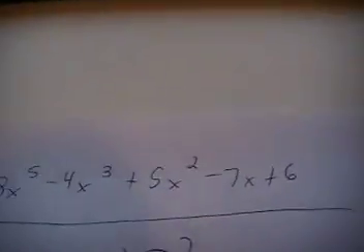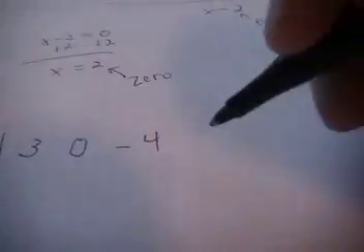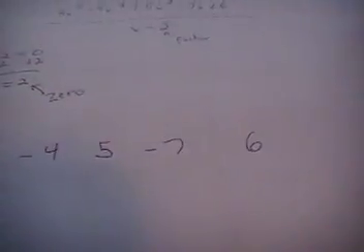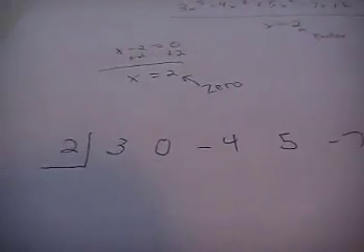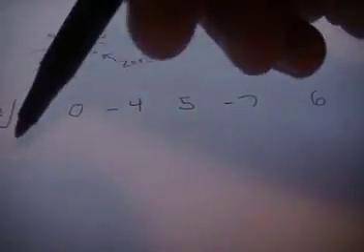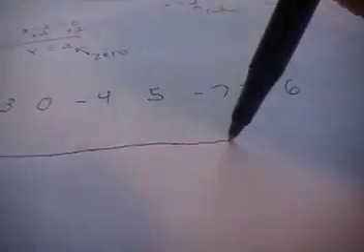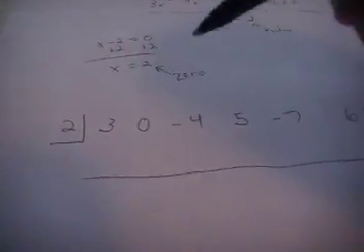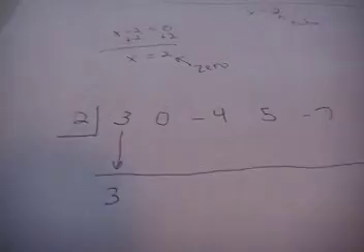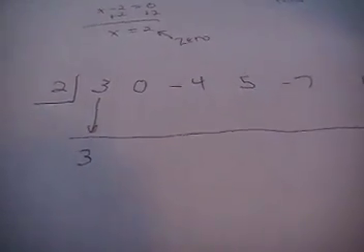Then there was a -4 in front of the x to the 3rd, so that comes next. Then there was a 5, then a -7, and then a 6. So you're just writing all the numbers. The nice thing about synthetic division is you don't have to worry about the variables. Leave a little space below them and draw a horizontal line across all your numbers. Synthetic division always starts by bringing the first number down. Bring down a 3 in this case, since there's a 3 first.